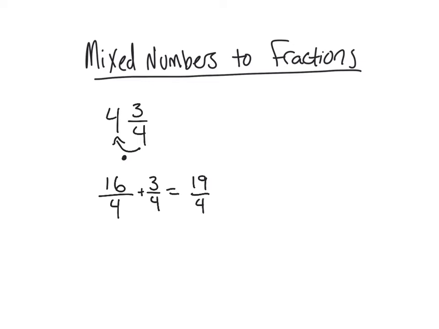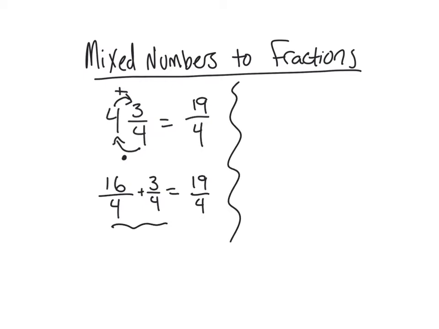Now, oftentimes we skip these middle steps of writing this part out because we have everything we need right within the mixed number. So we can do 4 times 4, which is 16, and then we add it to the numerator. So we get 19, and we kept the denominator the same, so 19 fourths. So we multiply the denominator times the whole number, and then add it to the numerator. It's kind of like the circle of mixed numbers to fractions.